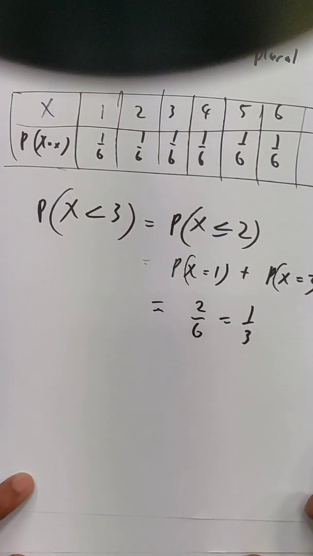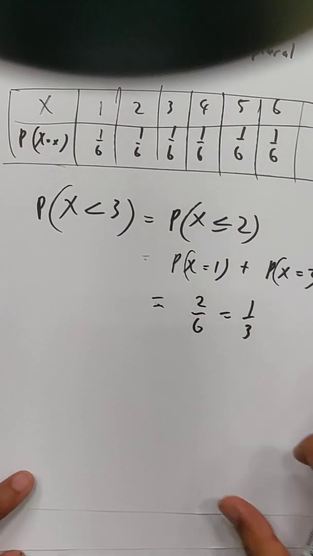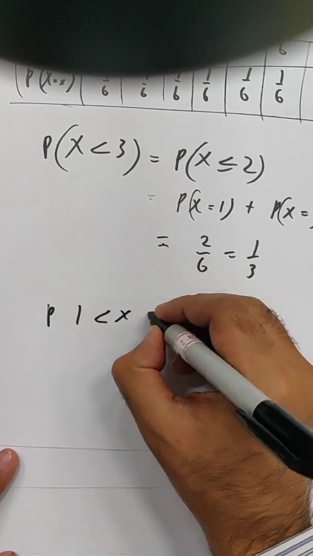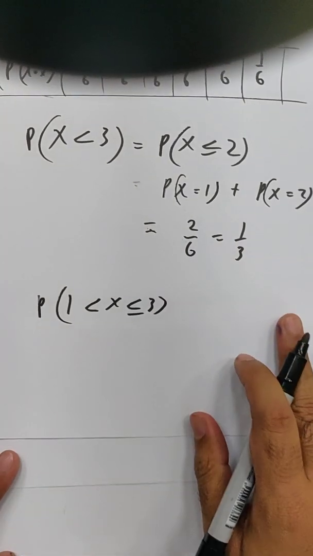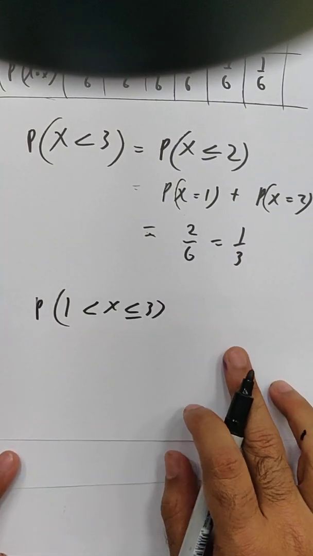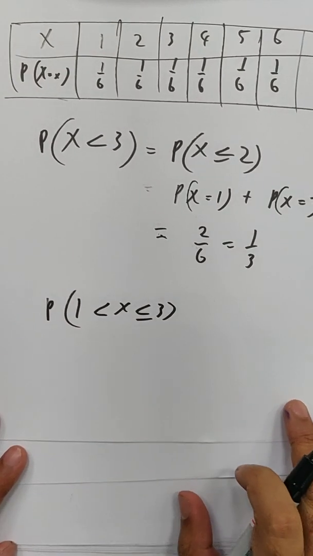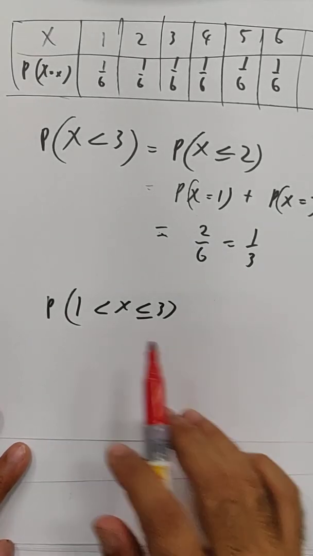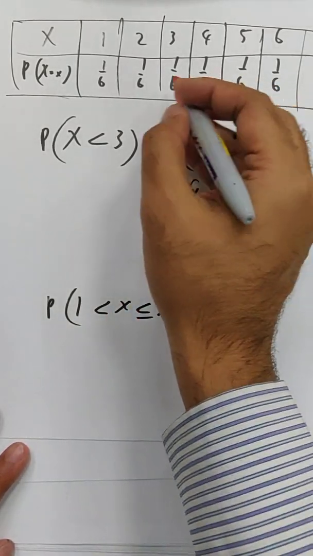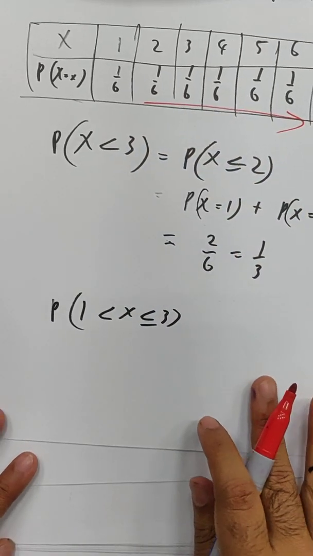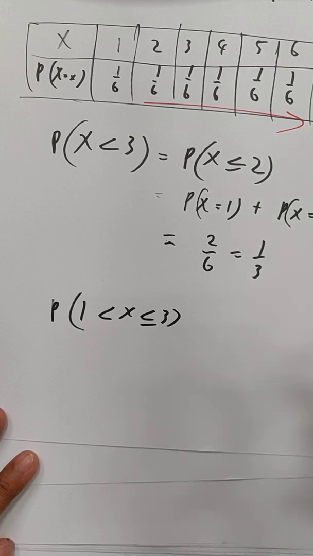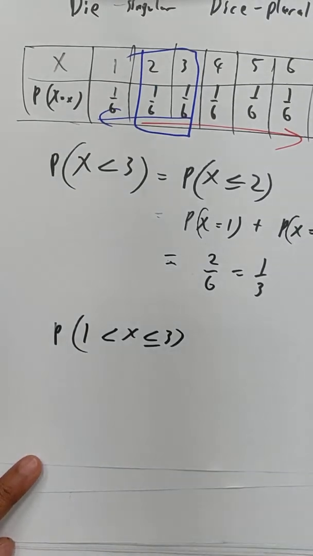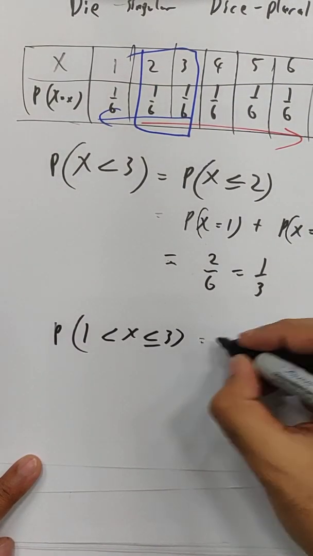And what if I ask you extra questions? Sometimes the question can ask you something like this. What about the probability of this one? Can you see? More than 1 and less than or equal to 3. So which ones are these? More than 1, this X. Less than or equal to 3, this X. So it's only 2 and 3. So what's the probability? Same.